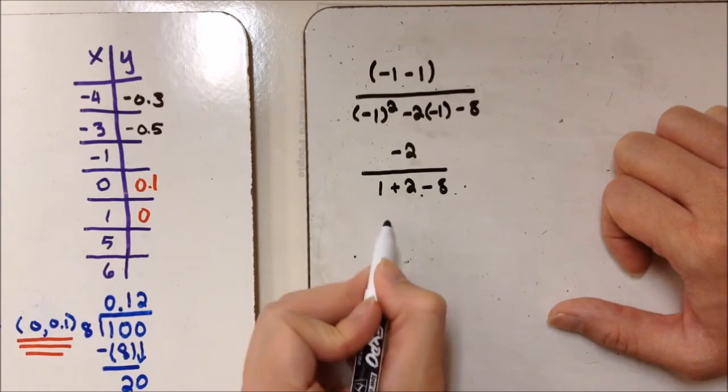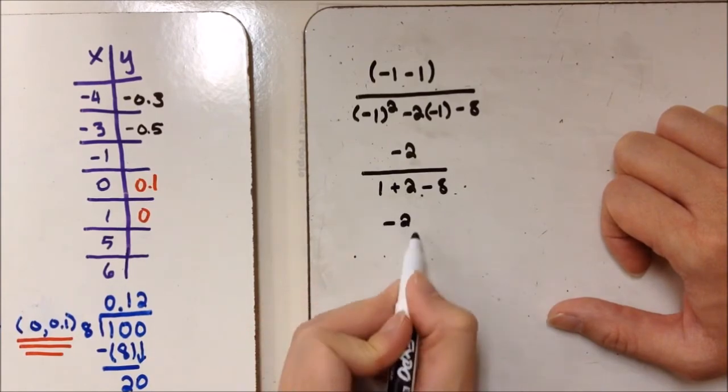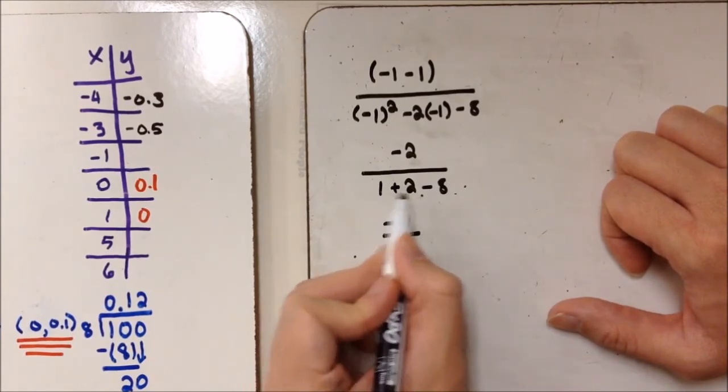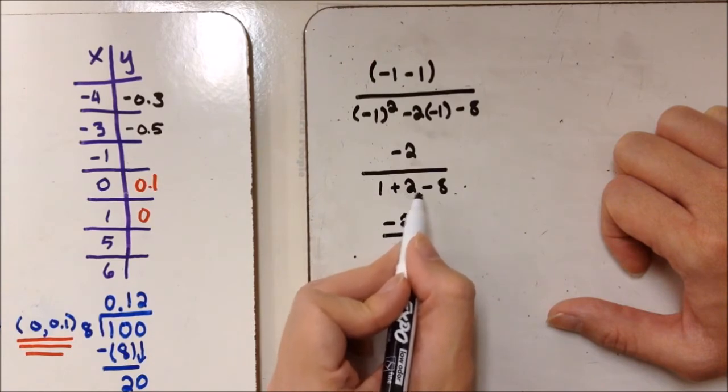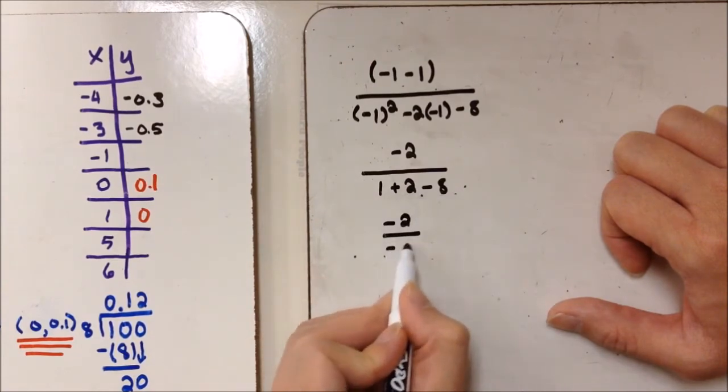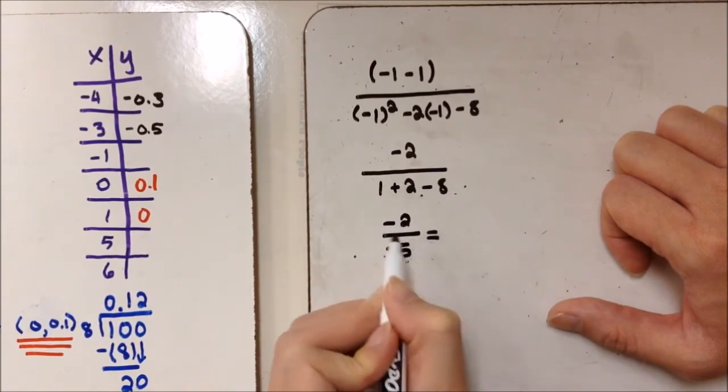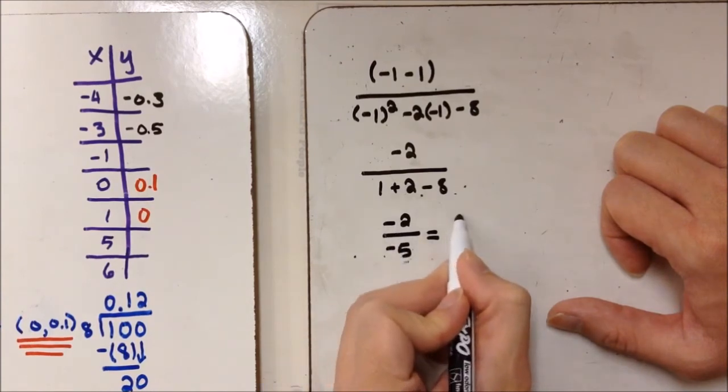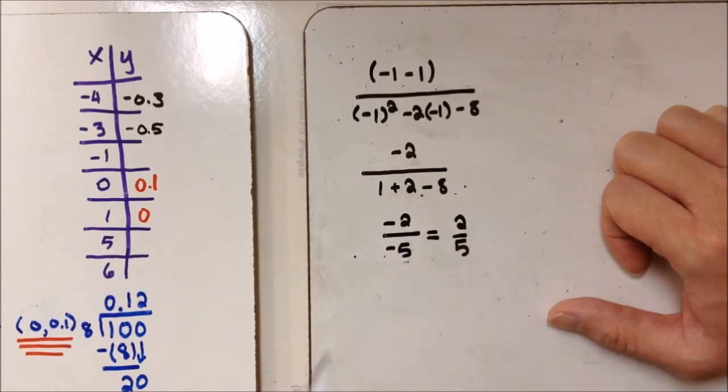Alright, so we know that at the top, the numerator will be negative 2. 1 plus 2 is 3. 3 minus 8 is negative 5. So negative 2 divided by negative 5 is just 2/5.